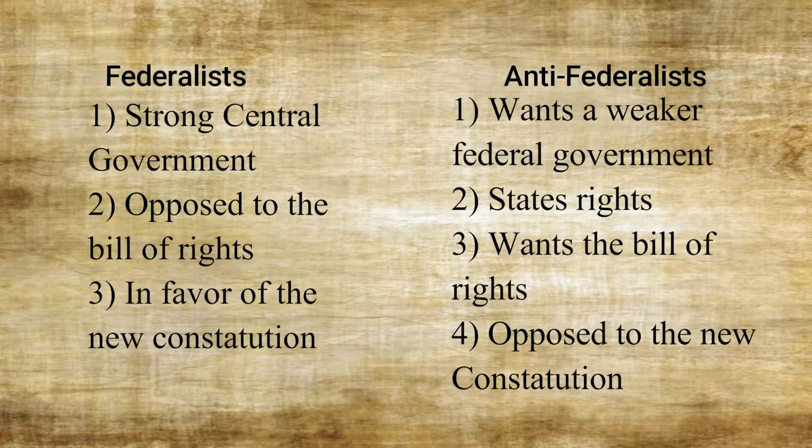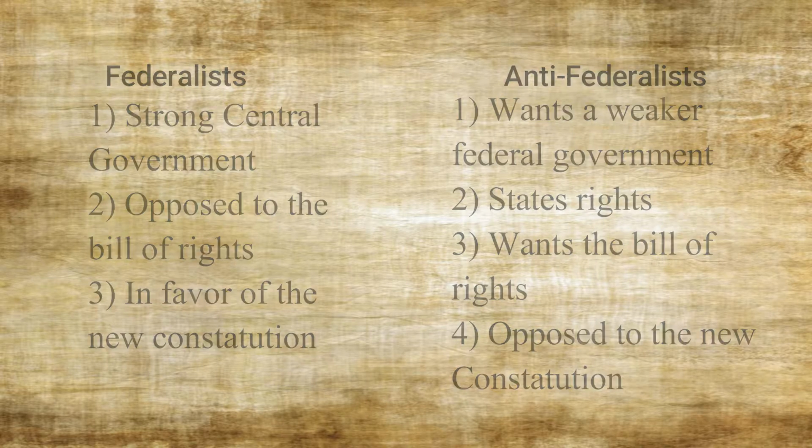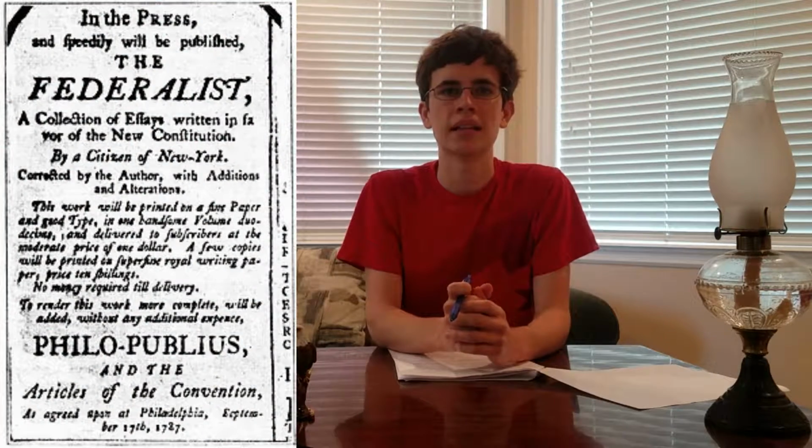In the beginning, there were two main political parties, the Federalists and the Anti-Federalists. The Federalists favored a strong central government with control of the states, and was opposed to the addition of the Bill of Rights. It was in favor of the ratification of the new Constitution. The Anti-Federalists wanted to protect states' rights. They wanted the Bill of Rights, and they opposed the ratification of the new Constitution. In order to get the Constitution passed, Hamilton wrote the Federalist Papers. After ratification, Washington became the first president.